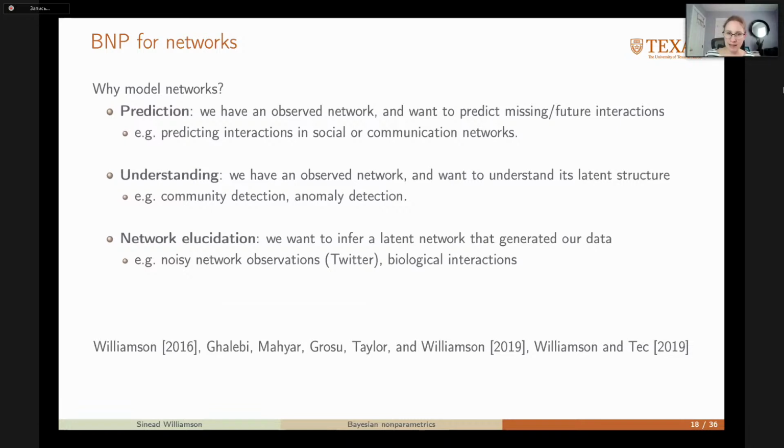We only glimpse at the network through physical observations, chemicals that are released, and so on. So I'm going to talk about some work that I and others have done in this area.